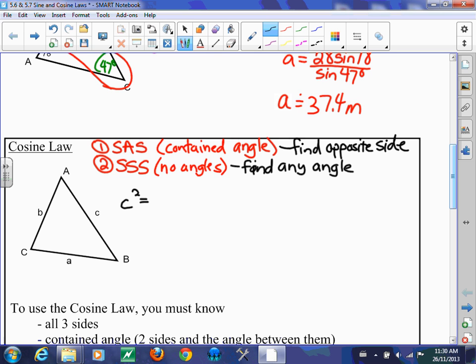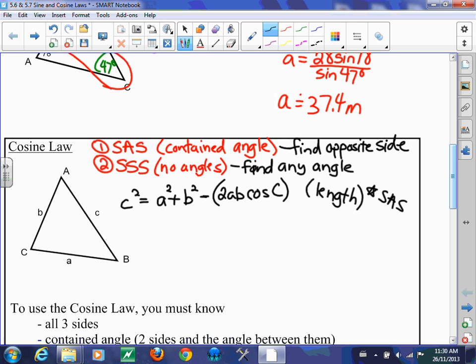So C squared equals the other two sides squared, so that's A squared plus B squared. Subtract 2 times those two sides, which is 2AB, and times the cos of the angle that's given. In this case, it would be given angle C. Okay, so that's for finding a side length. And again, that's going to be your case of side angle side given.